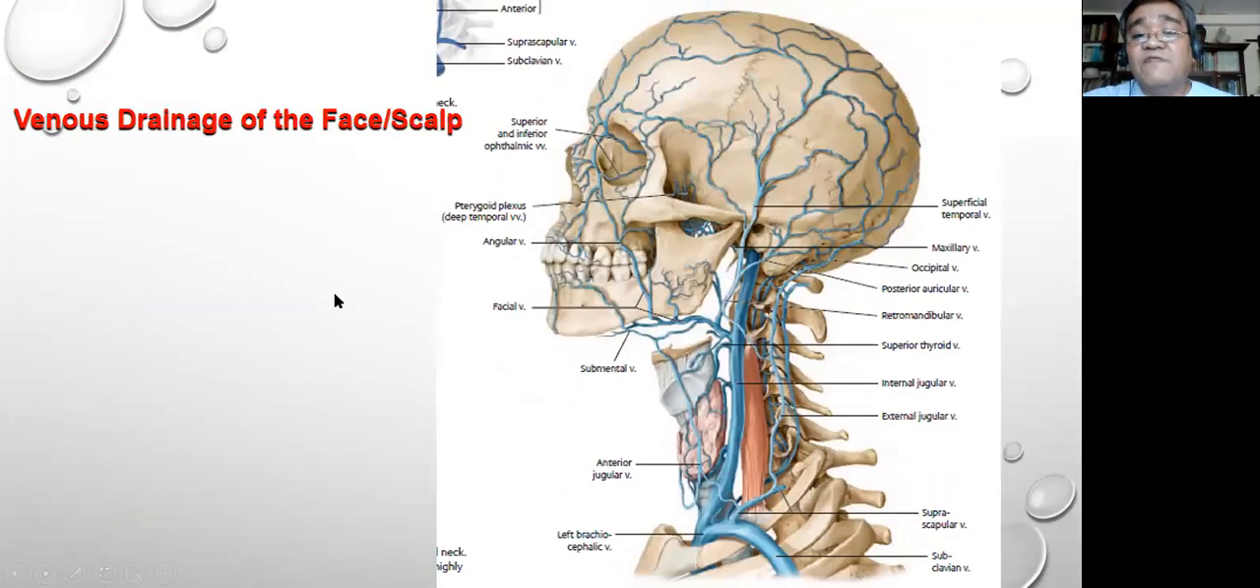Venous drainage of the face. Well, as we mentioned earlier, just like the scalp, the venous drainage of the face is via veins named after the corresponding arteries that supply the face. An example would be your facial vein, which is the main venous drainage of the face, as well as your maxillary vein.